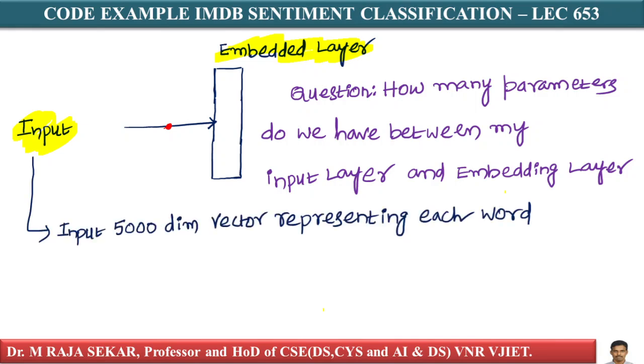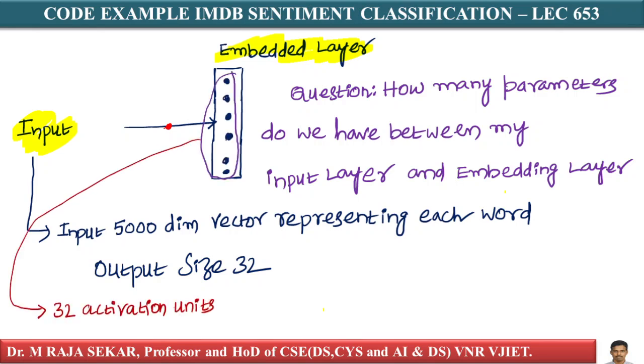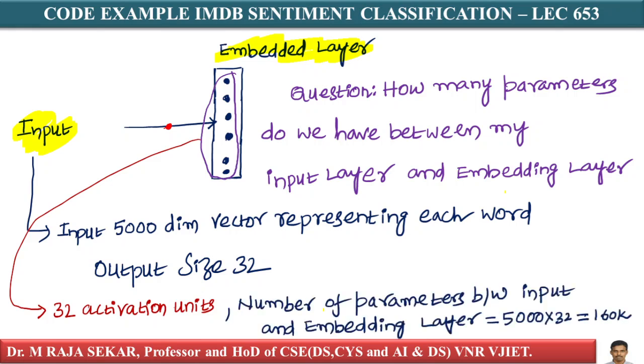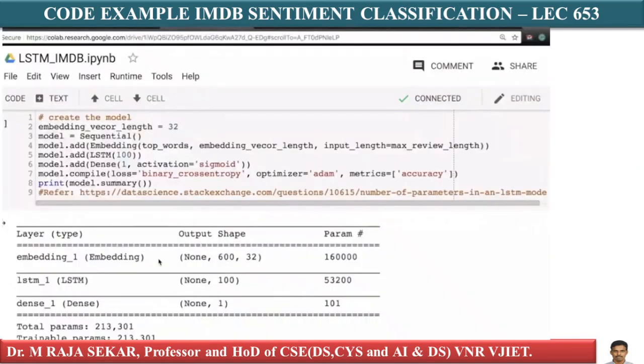So my input can be a 5,000 dimensional vector representing each word, and my output is of size, what is the output size? Output is of size 32. There are 32 activation units here. So the number of parameters that I have between input and embedding layer is 5,000 into 32, that is 160k, isn't it?